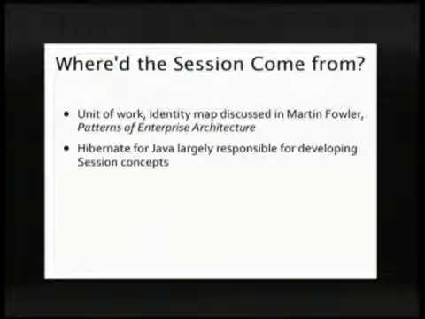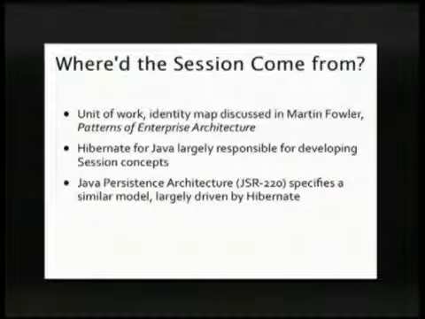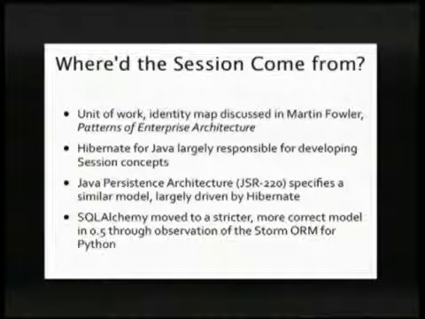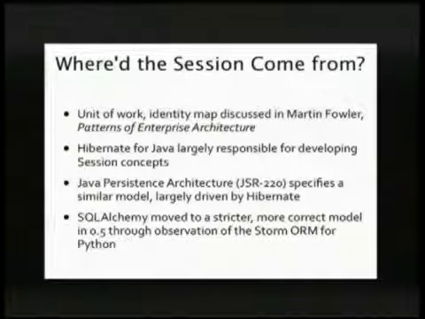The Hibernate session is also adapted into a specification called JSR 220, which a lot of very intelligent people spent a long time really thinking about how this session model should work. And then also SQLAlchemy itself, our original session model was a little bit loosey-goosey. We learned a good lesson on how to make it much more strict and correct by looking at the Storm ORM for Python. Storm ORM is not a very widely used ORM. It's very simple. It doesn't do nearly as much as SQLAlchemy does, but they have a very good transactional model, and I credit Storm for showing me, okay, that's how to do it.